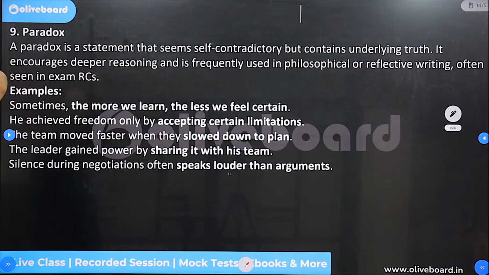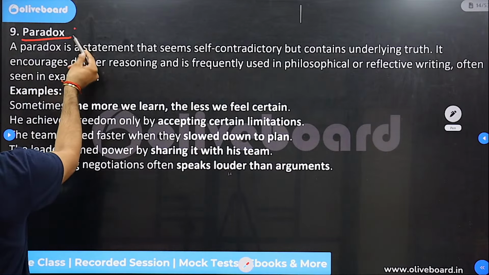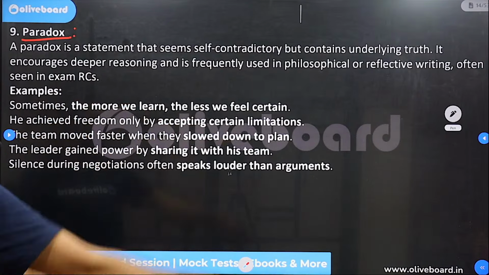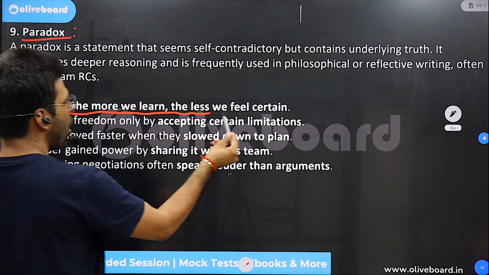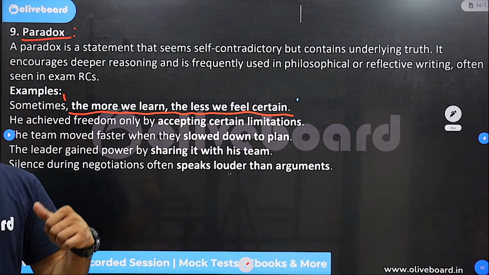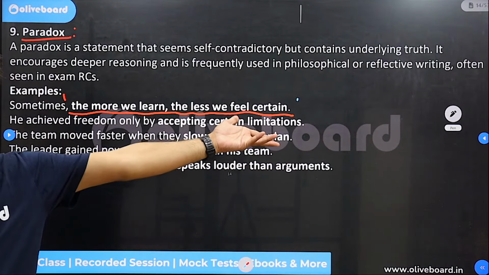Mohini, great. Or the greatest comment of the day. Paradox is a statement that seems self contradictory, saying something, doing something, but it contains an underlying truth. Deeper reasoning, used in philosophy and reflective writing. This is something that all students have felt. In simple words, more study. Sir, more confusing. No study, no confusion.